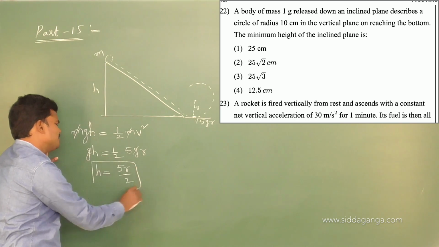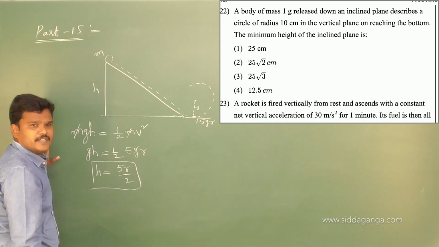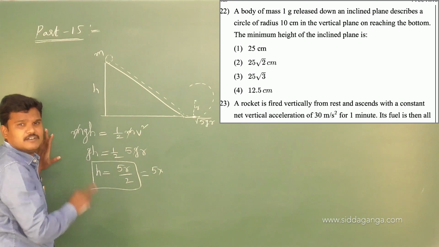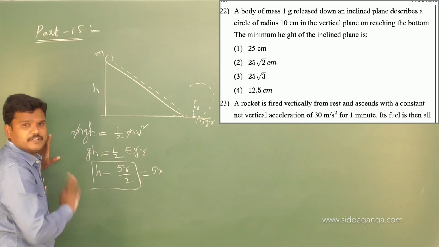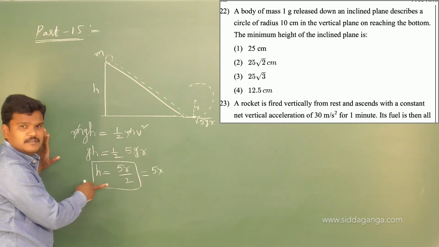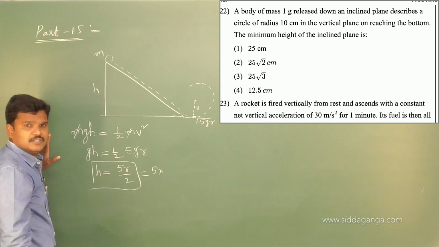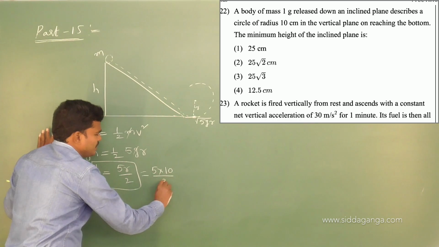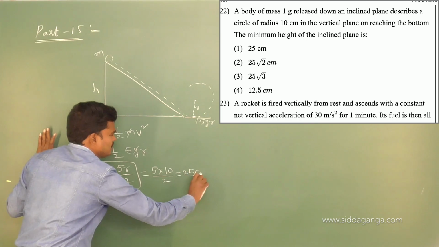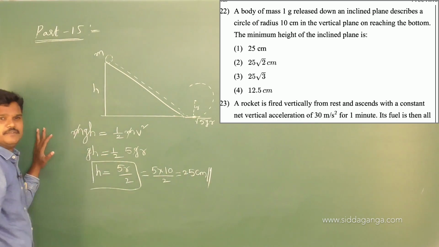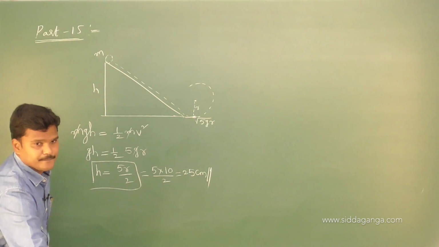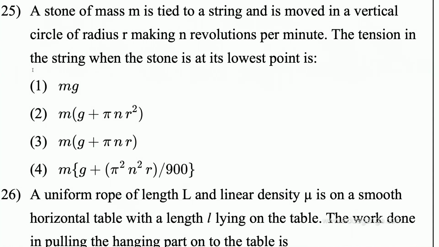If you remember this formula, then the problem is a matter of seconds. 5r by 2. What is the r they gave? See, again I derived it. Actually, this concept was already covered in the last video classes. Again I am deriving it now. If you remember this formula directly, maybe this problem will take a matter of seconds. So 5 into r, r how much? 10 by 2. So what is the answer? 25 centimeter. Okay. Yeah, go for the next one. Yeah, this is also an easy question.